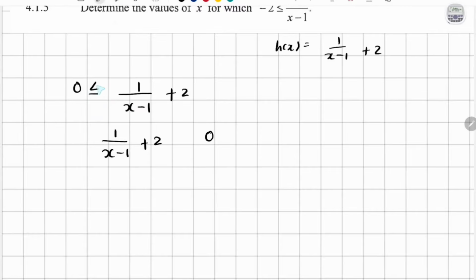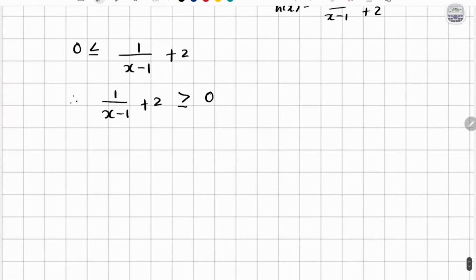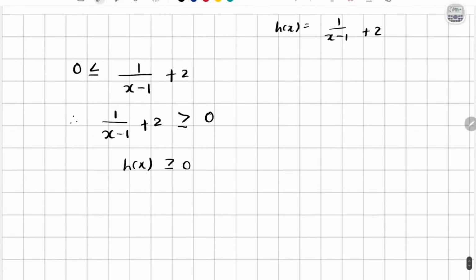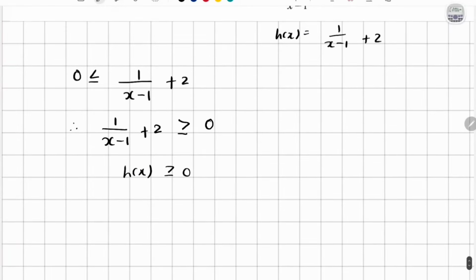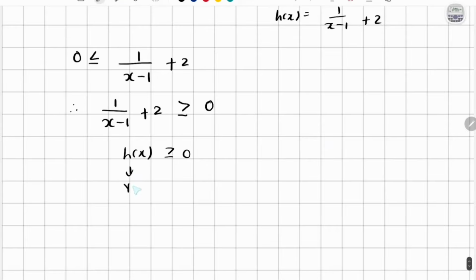Notice that the inequality's mouth, this open side, is facing this expression, so we're going to draw it facing the expression, and we have an equal to. This is really what they're saying. You need to find the values of x for which the graph of h is greater than or equal to 0. That's what we're trying to find out. Where is this going to be greater than or equal to 0? Remember, h of x refers to the y values of the graph.